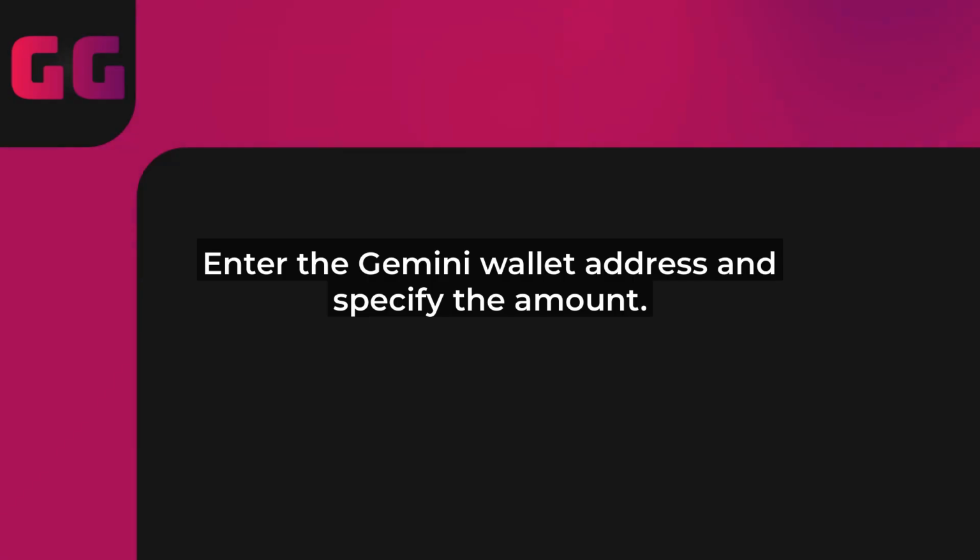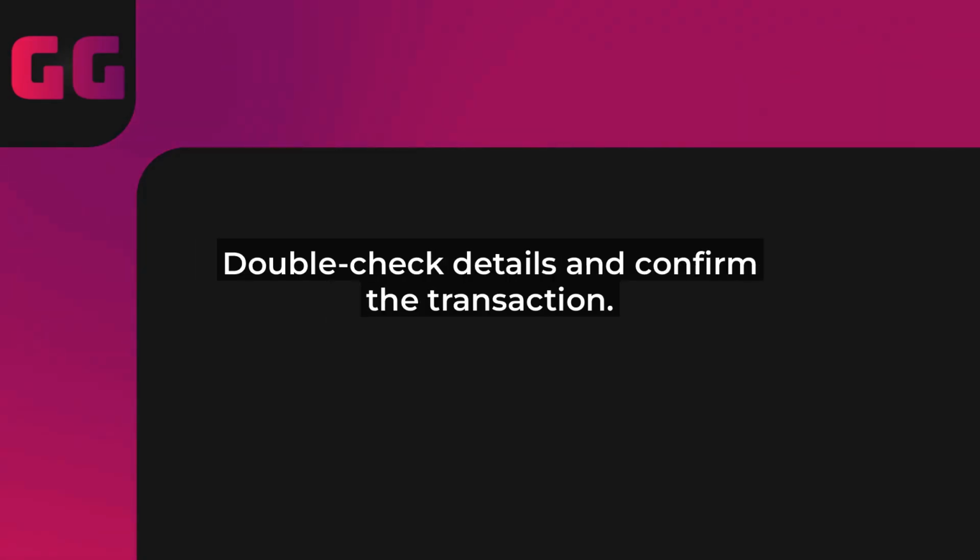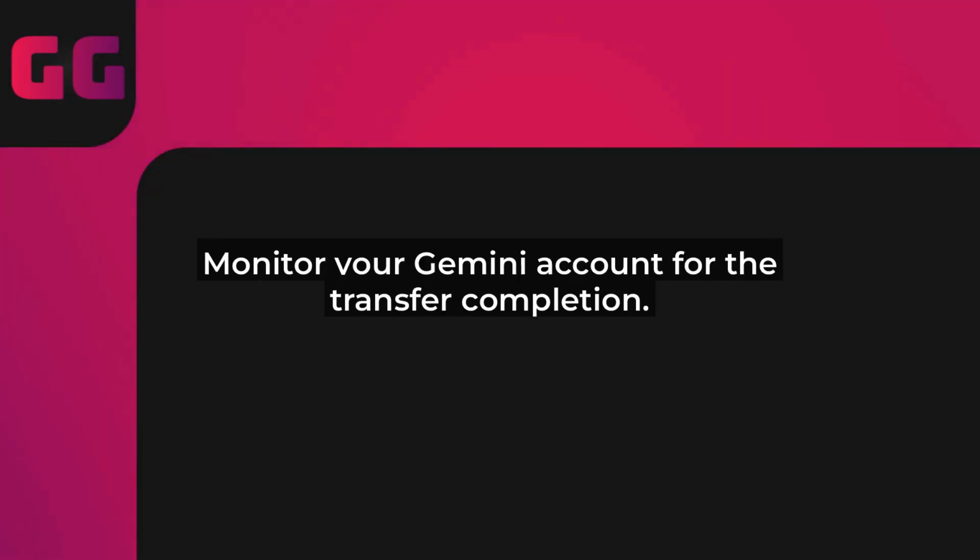Coinbase might prompt you for a network selection, like Ethereum or Polygon, so ensure it matches Modic's native network to keep fees low. Before you confirm, review everything: the amount, the address, and any estimated fees. Hit Confirm, and you'll get a transaction ID. Now, switch to Gemini and keep an eye on your account. Transfers can take anywhere from a few minutes to an hour, depending on network congestion in 2025.